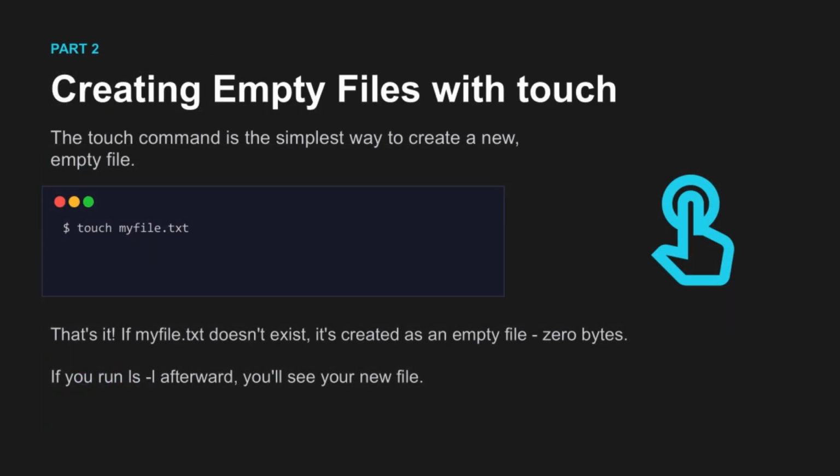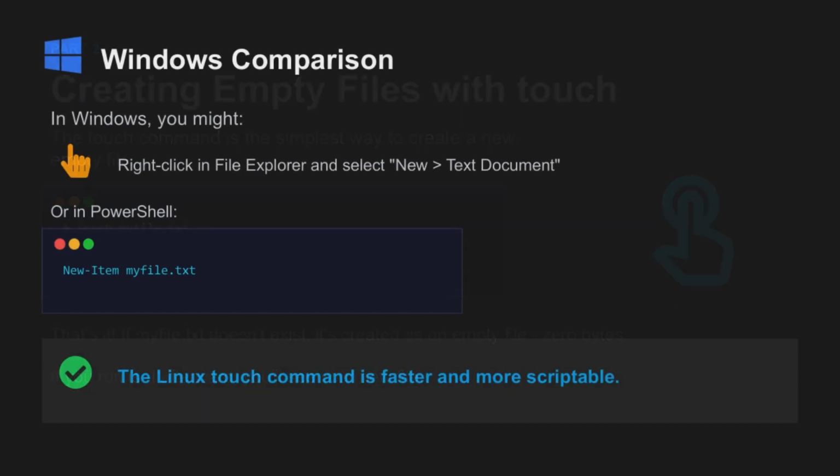The touch command is the simplest way to create a new empty file. touch myfile.txt, that's it. If myfile.txt doesn't exist, it's created as an empty file with 0 bytes. If you run ls -l afterward, you'll see your new file. Now in Windows, you might right-click in File Explorer, select New Text Document, or in PowerShell, you'd use New-Item myfile.txt. The Linux touch command is faster and more scriptable.